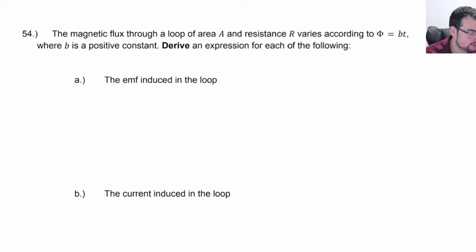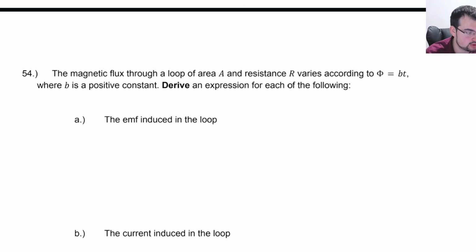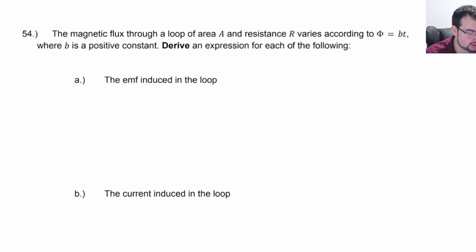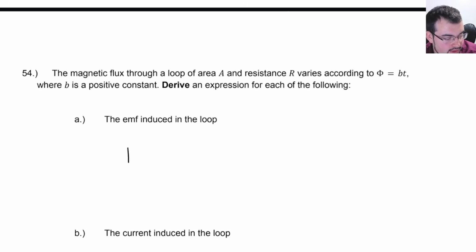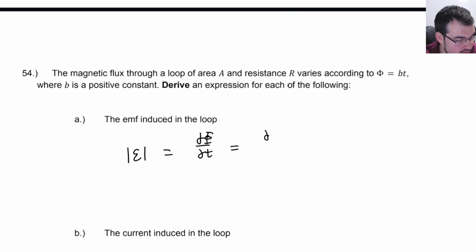So the first variant of Faraday's law is the just-derivative approach. The magnetic flux through a loop varies according to this expression. Derive an expression for each of the following. What's the EMF induced? What's the current induced? Power, energy. All right, well, EMF induced is just d flux dt. So I'm literally just taking the derivative of B times t, which is just B.